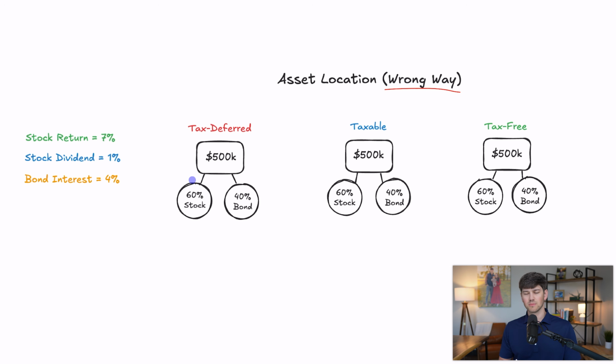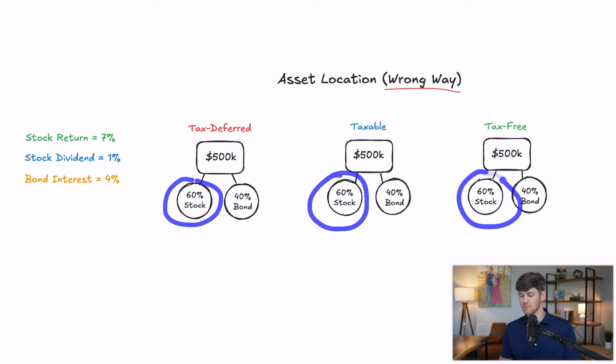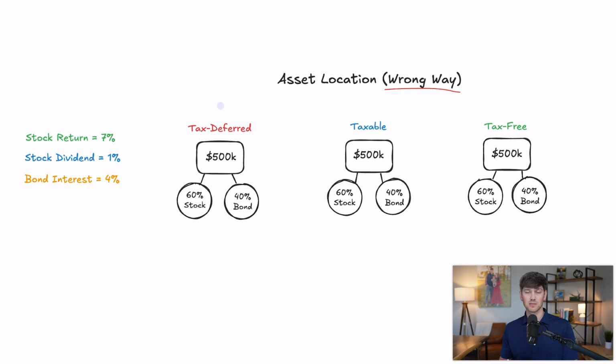Obviously, this is making a lot of assumptions, but I want to use the basic examples here to explain this to you. With that understanding, we've got $1.5 million, 60% of it is in stock, and that's evenly spread across all three accounts. So 60% is here in the tax deferred, 60% in the taxable, and also 60% in the Roth. The other 40% is obviously the bonds in each of those different accounts. And this is an example of doing it wrong, and here's why.